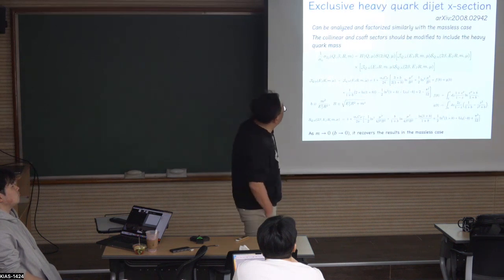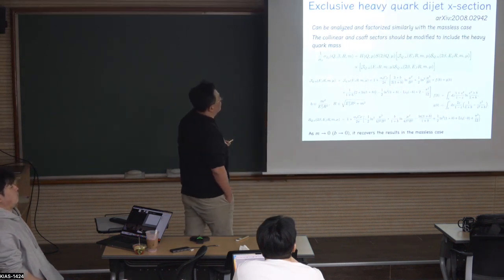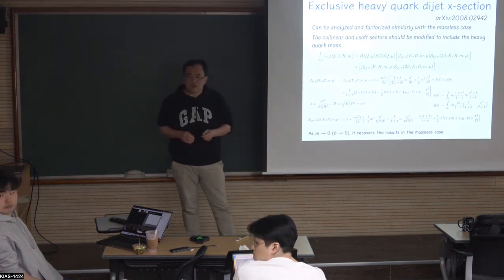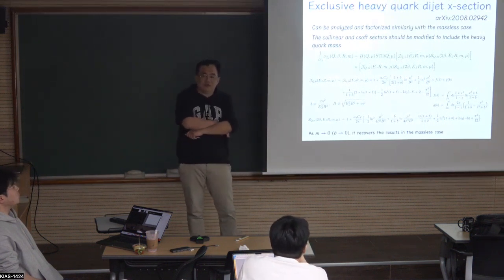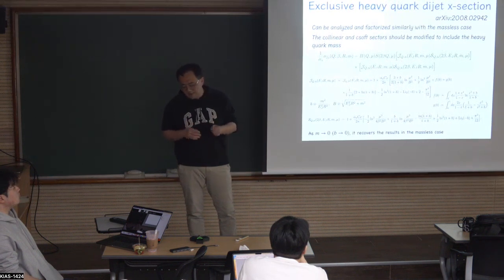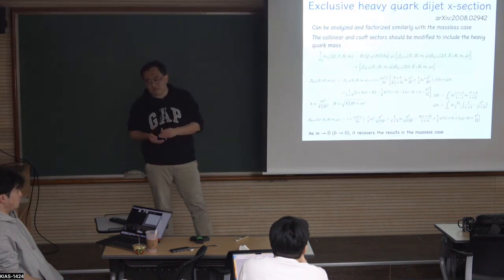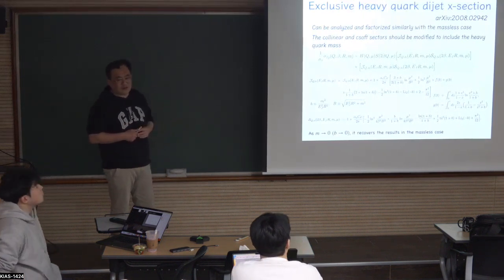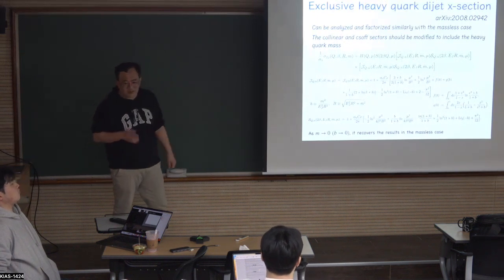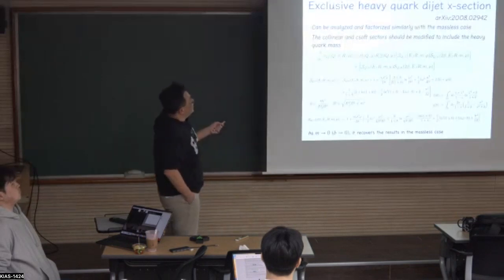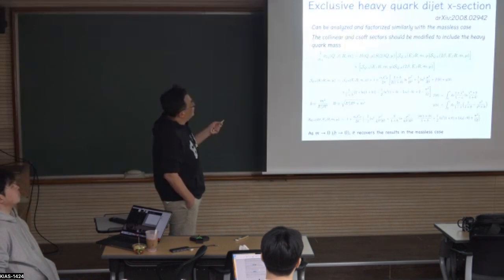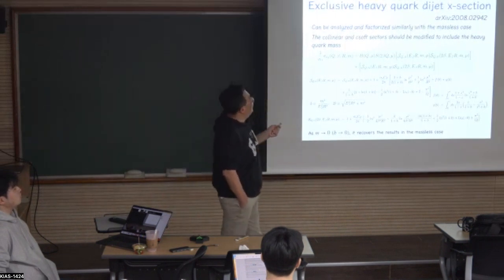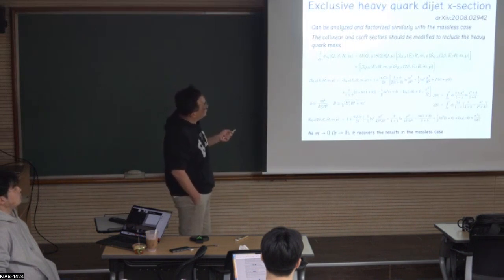And now let's turn to the exclusive heavy quark dijet cross section. Previously, in the exclusive dijet cross section, the jet-initiating parton was regarded as a massless fermion. From now, we will consider heavy quark pair production from e+ e- annihilation, where each heavy quark can initiate the jet. In this case, the factorization can be analyzed very similarly to the massless case, but we have to modify the collinear and the collinear-soft sectors to include the heavy mass.